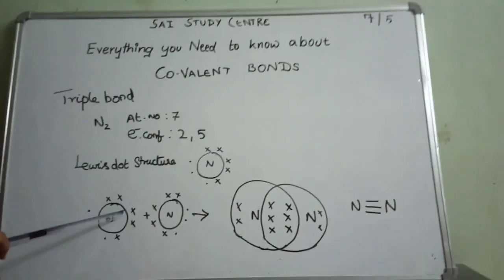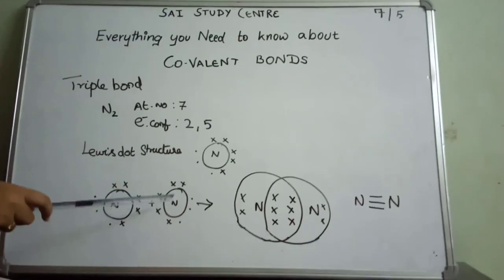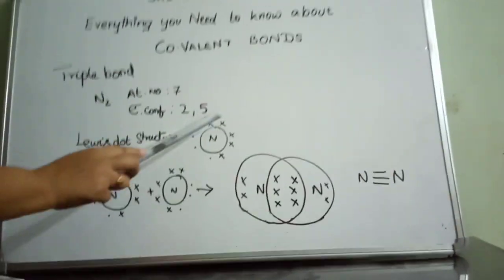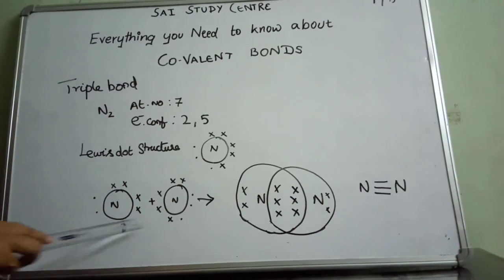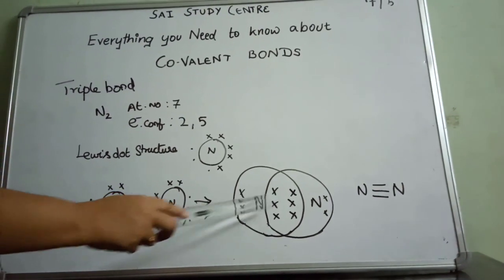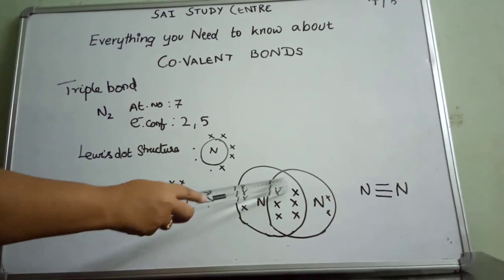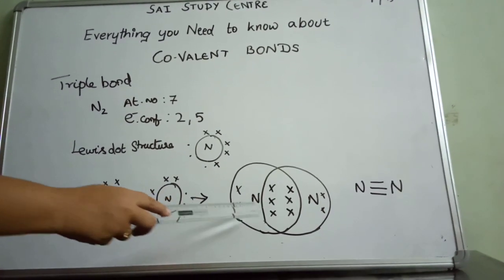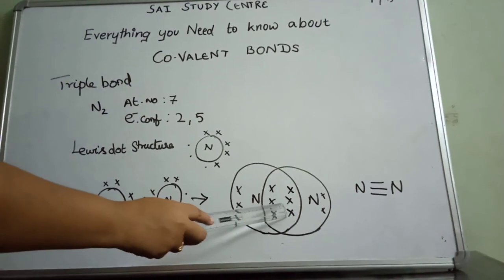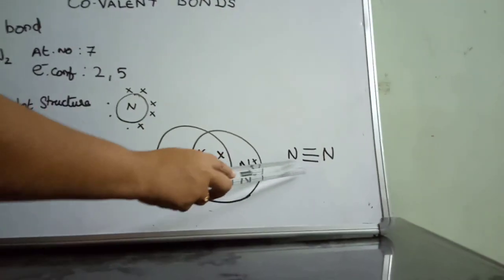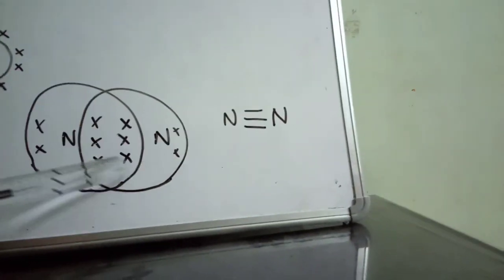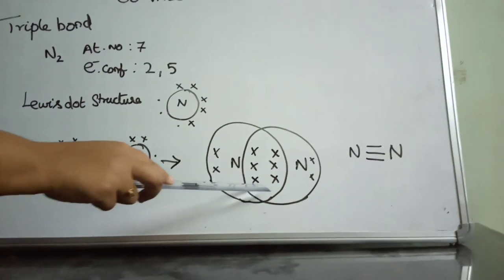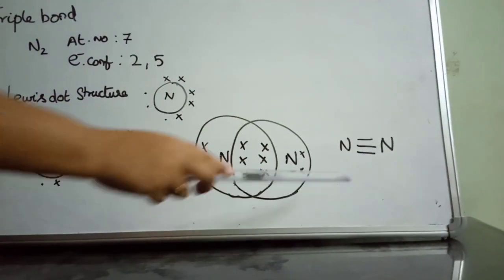In nature, nitrogen combines with another nitrogen atom and they will share 3 electrons each, because they have 5 electrons in their outermost orbit. Among those 5 electrons, each nitrogen atom will share 3 electrons, that is 6 electrons, 3 pairs of electrons. When they share these 3 pairs of electrons, they form a triple bond. So N triple bond N. In nature, nitrogen combines with another nitrogen and they share 3 pairs of electrons to form the triple bond.